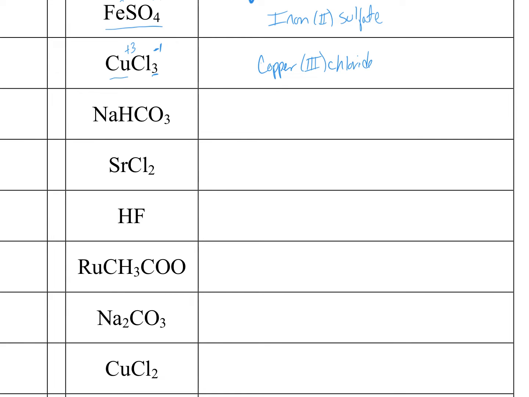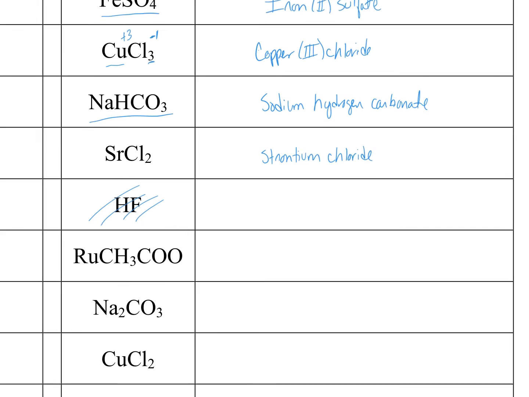Next we have NaHCO3. That is sodium, hydrogen, carbonate. Okay. Sr is strontium, so strontium chloride. I think I spelled that correctly, but I'm not a good speller, so it might not be. HF we're going to skip for now.